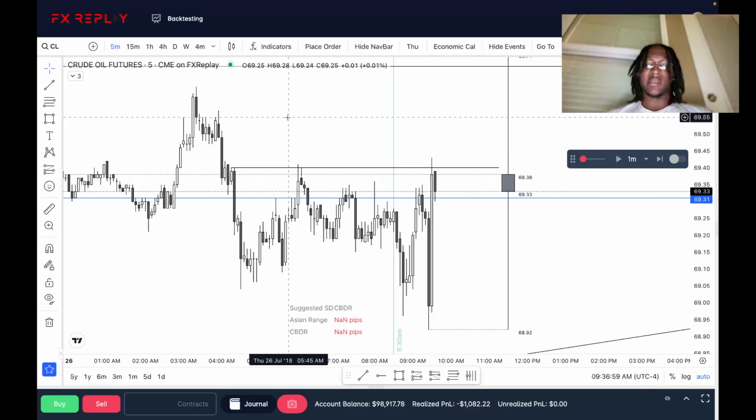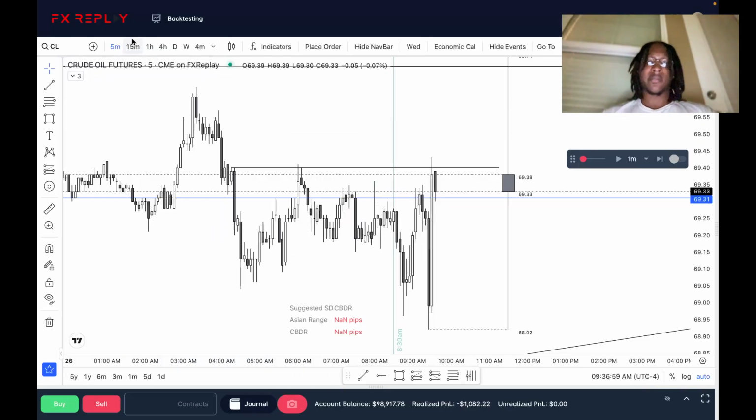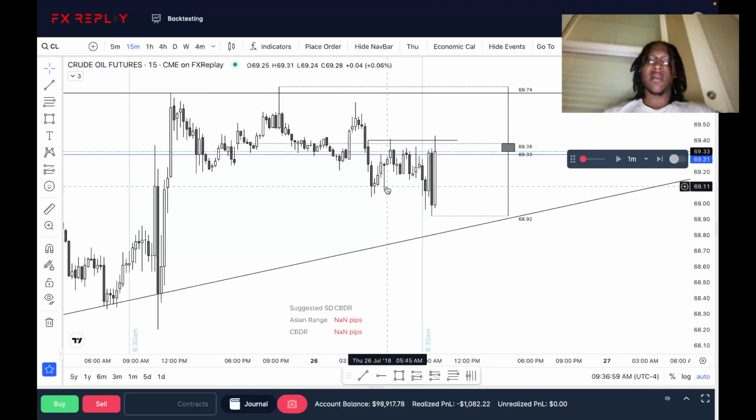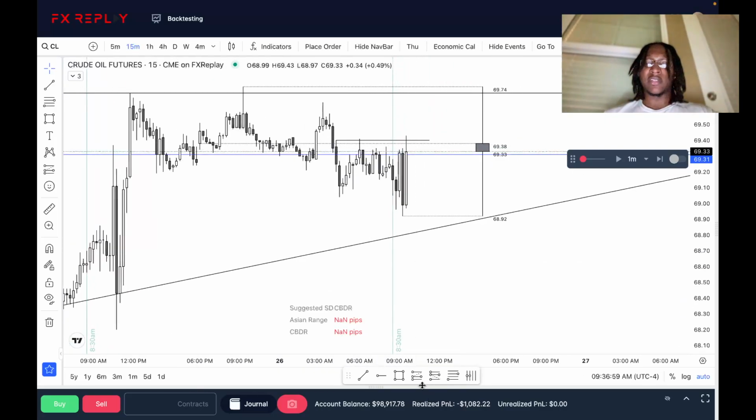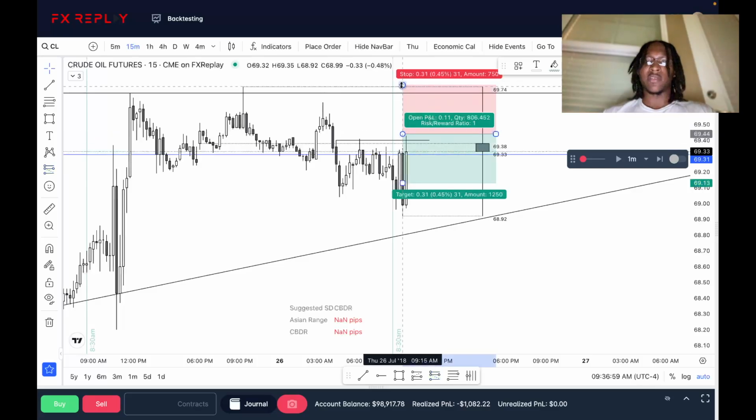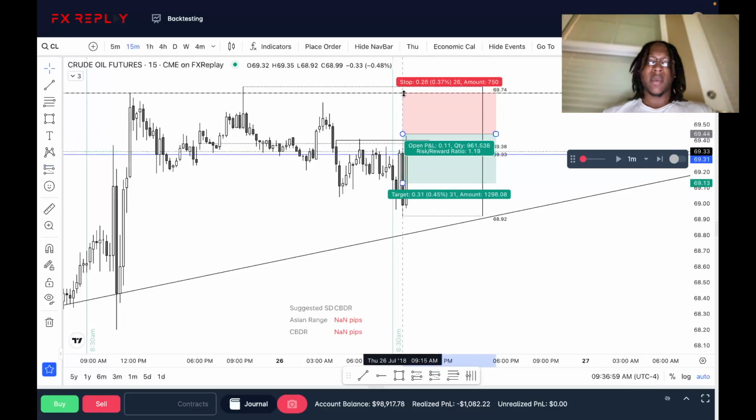This is the 5 minute right here. This is the 15 minute. I take this trade here. My stops are above this high here. I take this trade right here, main threshold, stops at this high here. I got swept, targeting a 1 or 2.